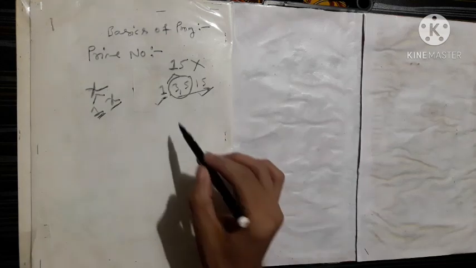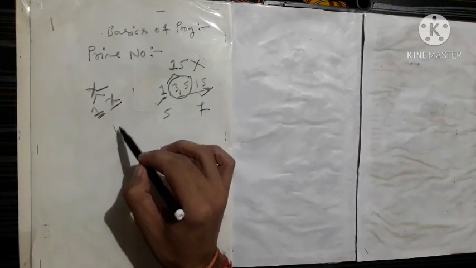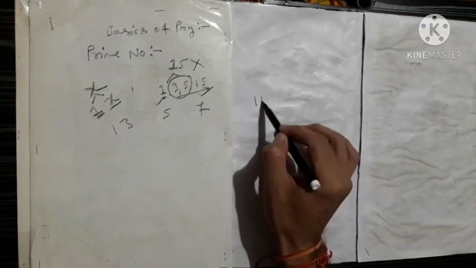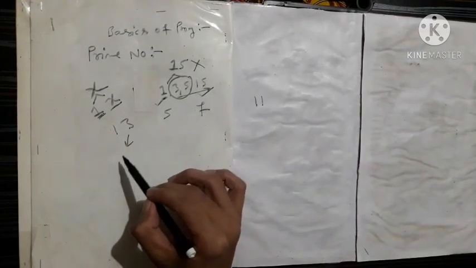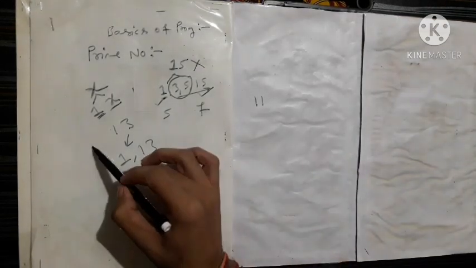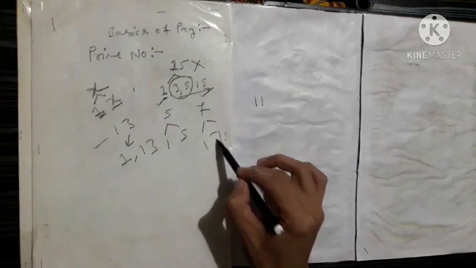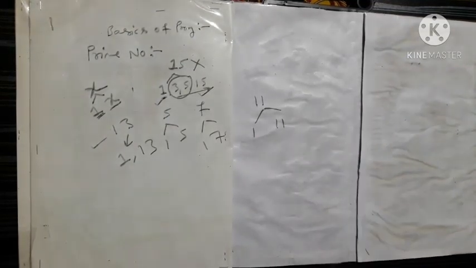Now if we talk about 5, 7, 13, and 11: in the case of 13 you will get only 1 and 13 and no other factors, so 13 is a prime. In the case of 5 you get 1 and 5 itself, in the case of 7 also 1 and 7, and in the case of 11 also 1 and 11.